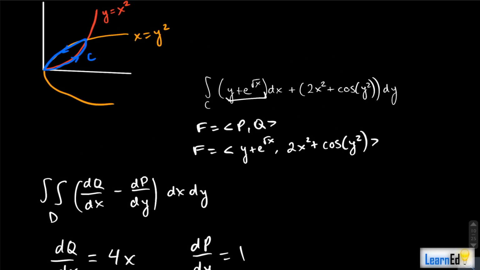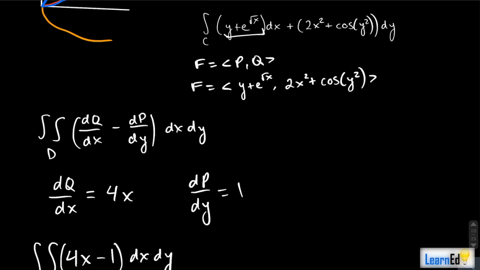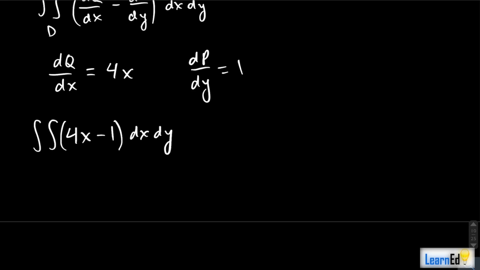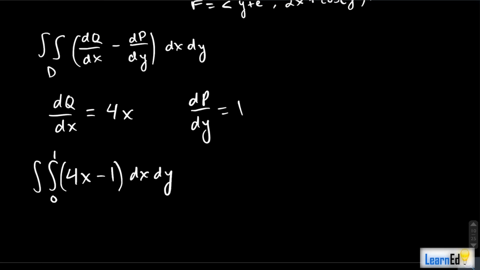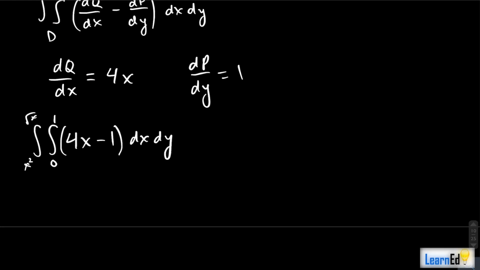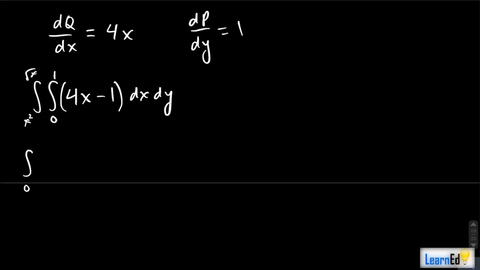Well, remember, it's that curve C, right? So remember, this intersection point is at 1, 1. Okay, and what we can just do is say that x goes from 0 to 1, and then we'll say that y goes from x squared to root x. Okay, and that needs to be reversed, so I will reverse that in the next line. So we'll write it as the integral from 0 to 1, integral from x squared to root x of 4x minus 1 dy dx.